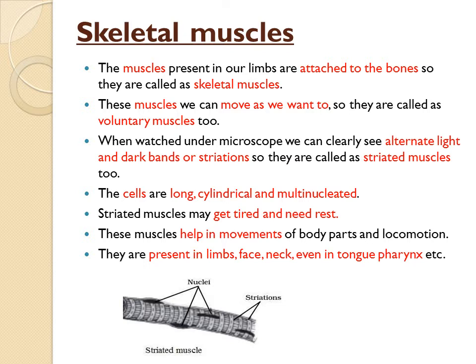Striated muscles occur in muscles of limbs, face, neck, tongue, pharynx, even in diaphragm. At most of the places, they are attached to the bones. So they are called skeletal muscles. So, do you remember how these muscles attach to the bones? Yes, right. With the help of tendons. Tendons are connective tissues that join bones to muscles.